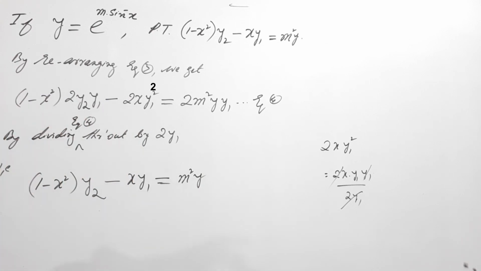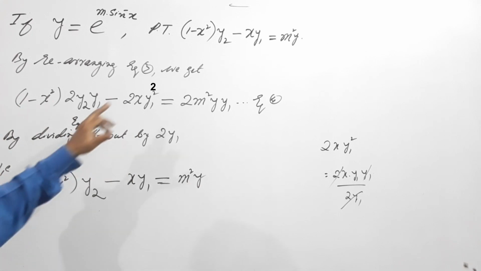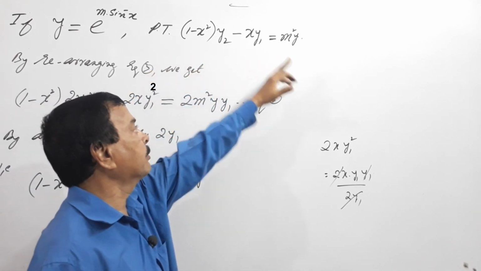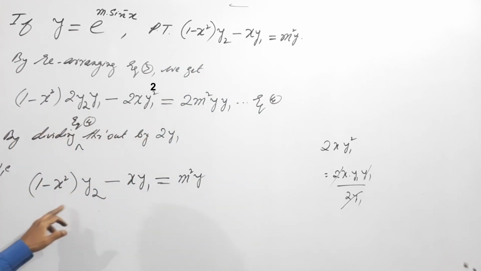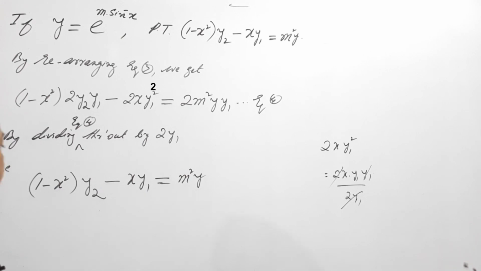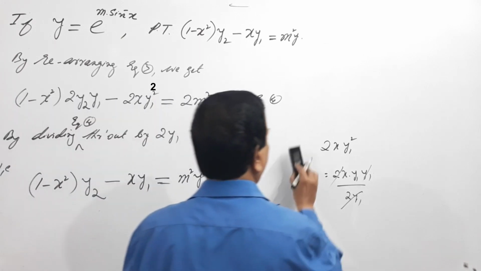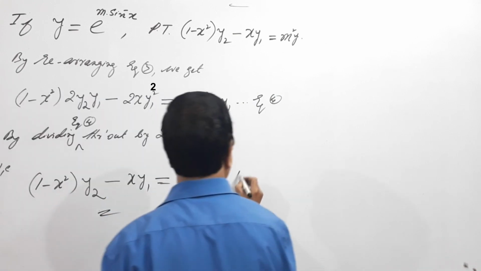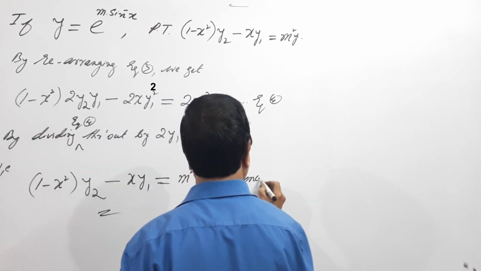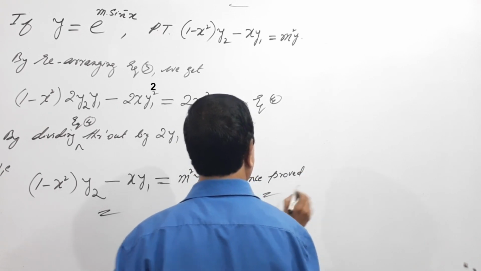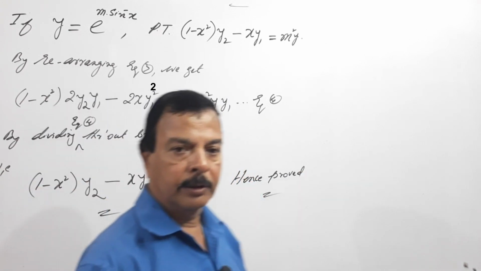So what happened here? What he wants: 1 minus x square into y2 minus x y1 equals m square y. We got it: 1 minus x square y2 minus x y1 equals m square y. Hence proved.